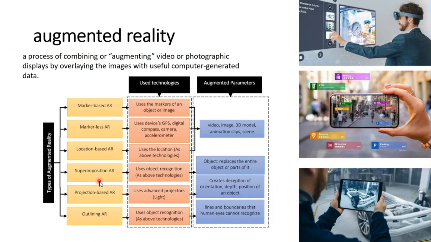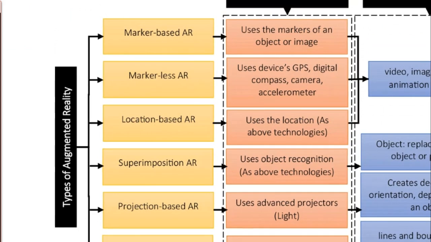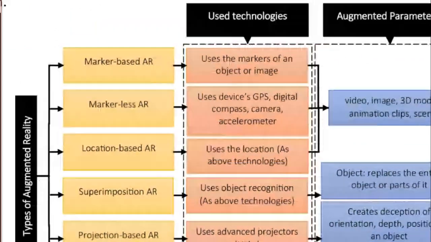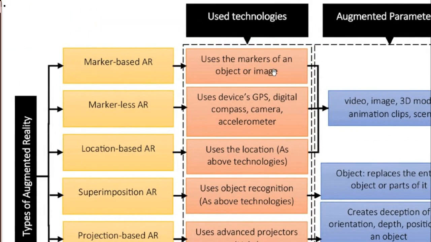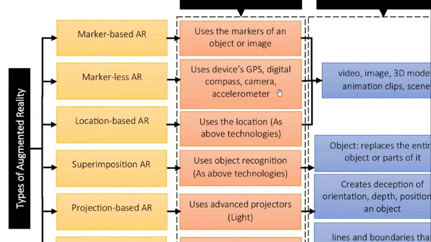Now, augmented reality is the second one, and it's combining or augmenting video or photographic displays by overlaying the images with useful computer generated data. As we can see, there are different types of AR. There's marker based AR, which uses markers of an object or image. There's also markerless, which uses GPS devices, accelerometer, camera, compass, all these things.